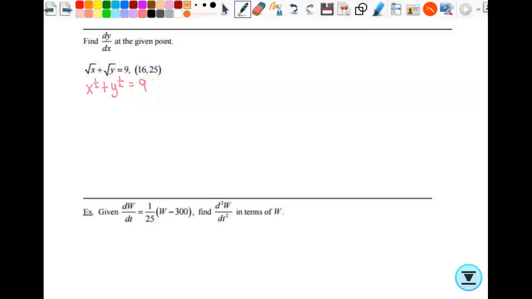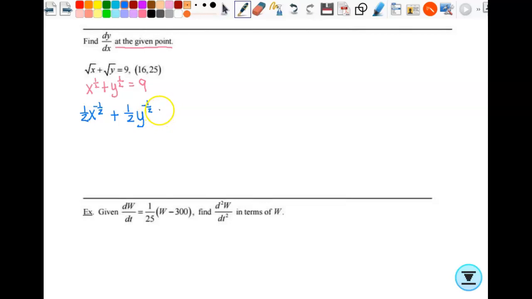Okay, so it says find dy/dx at the given point. If it says that, we don't necessarily have to solve for dy/dx at the beginning. We want to try and make things a little bit easier on ourselves. So we're going to find the derivative: 1/2 times x to the negative 1/2 power, and then that would be dx/dx, but we don't need it because that's 1. Plus 1/2 y to the negative 1/2 power.